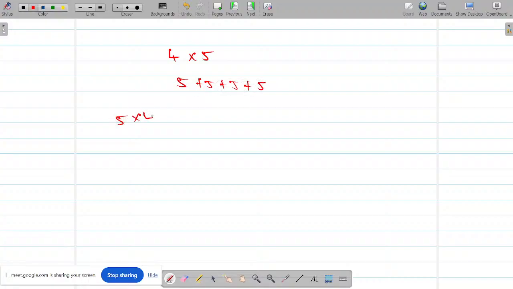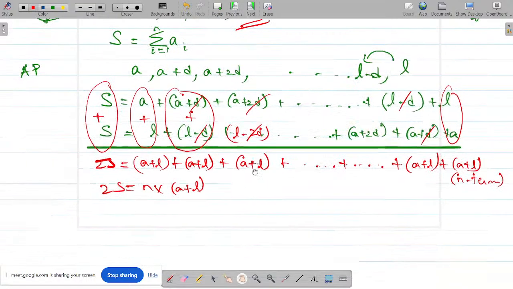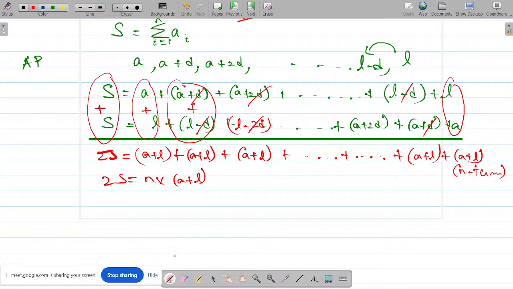What is 5 into 4? 4 plus 4 plus 4 plus 4 plus 4 taken for 5 times. See, the first number always carries the N meaning. Okay. Now tell me. So this is nothing but 2S, right? You agree with me? This is 2S, which is N times of A plus L. And what is S? N into A plus L divided by 2.